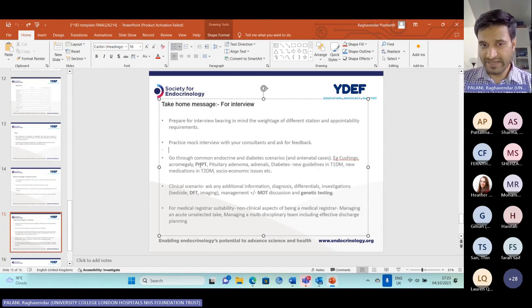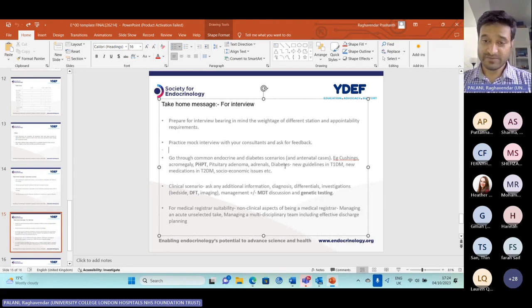So for example, I have highlighted primary hyperparathyroidism here. So let's say you get a young patient with primary hyperparathyroidism. Go a bit further, try to think of this as an endocrinopathy syndrome, maybe MEN1. Maybe because this is a young patient, you want to do some genetic testing. So go a bit beyond the usual. Yeah, so keep that in mind.